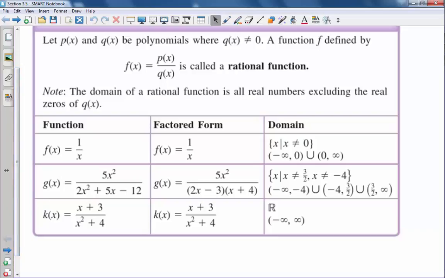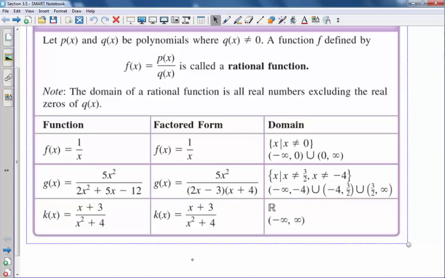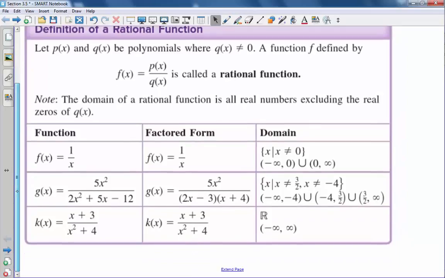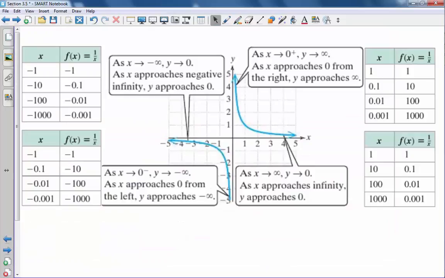I warned you about some values, restricted values they are called. You need to avoid them in your domain because they make the function undefined, such as 0 for this one, -4, 3/2 for this one, and nothing is restricted for the bottom one. It always works fine with any numbers. And we were investigating what happens around those restricted values, what's really going on. So we need to avoid those values.